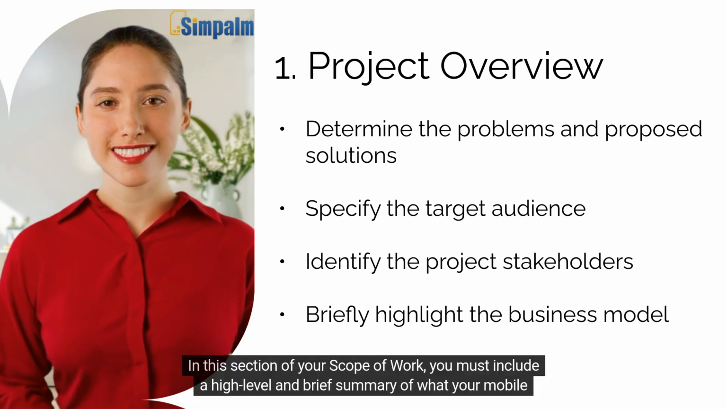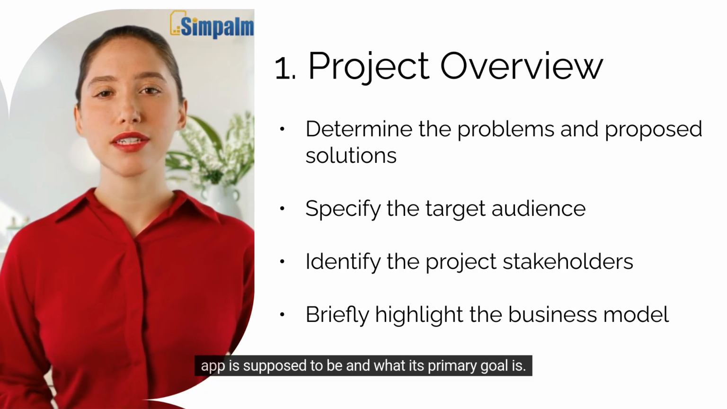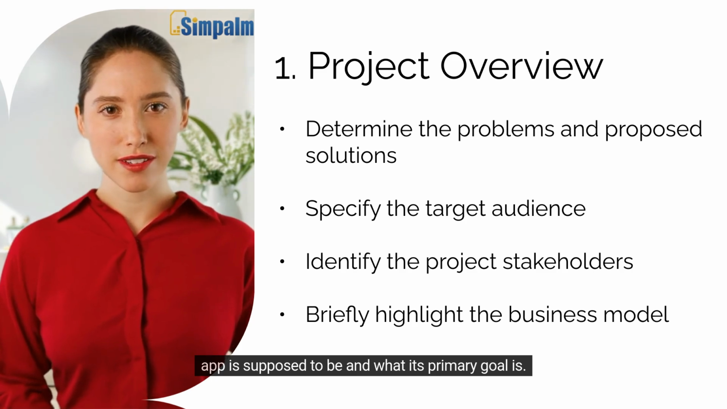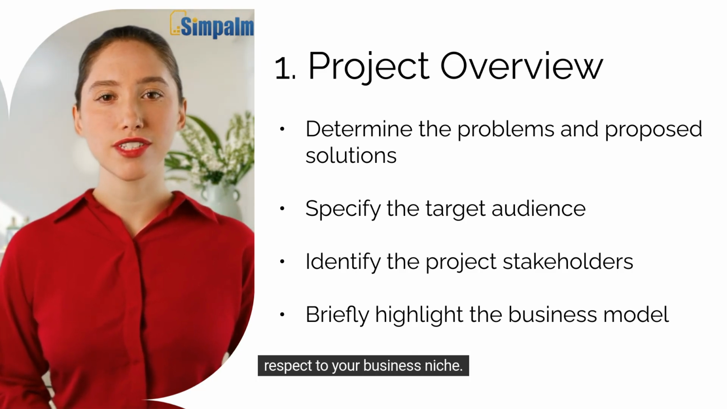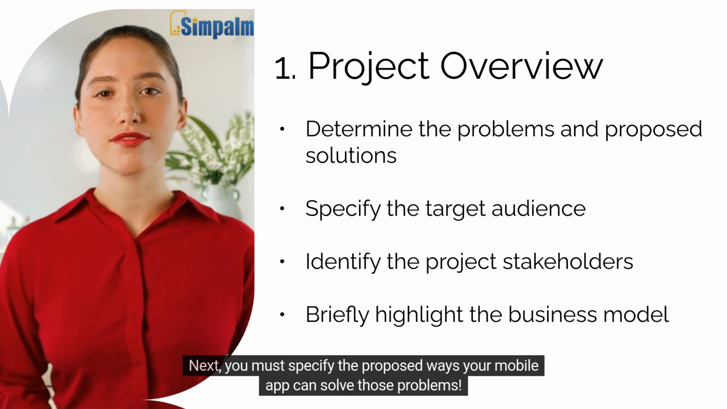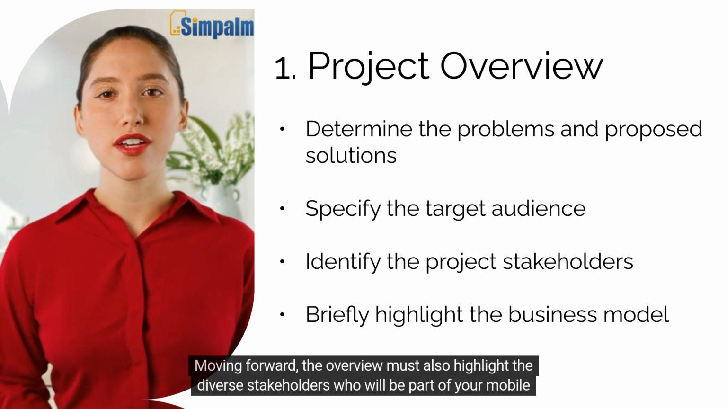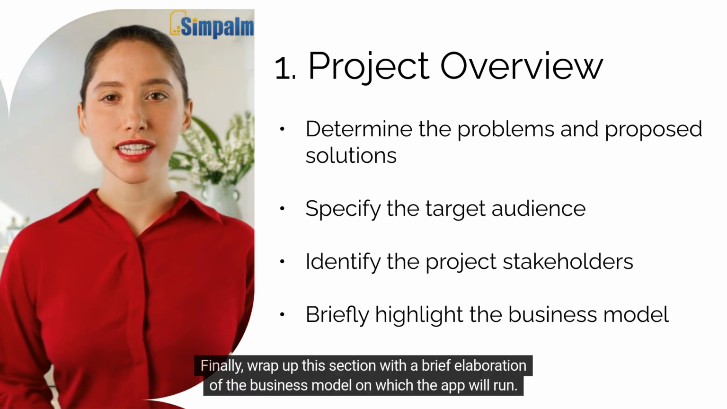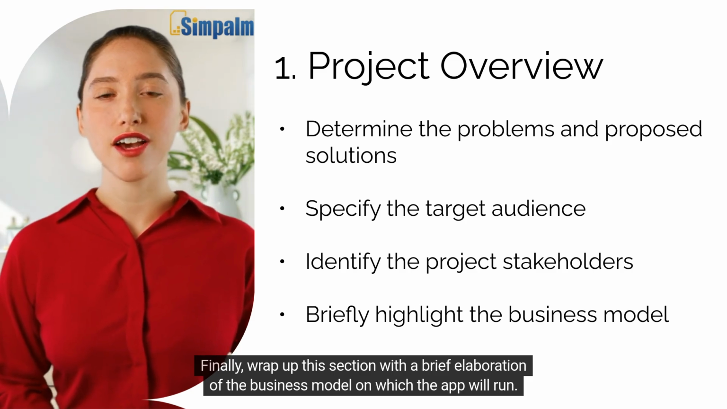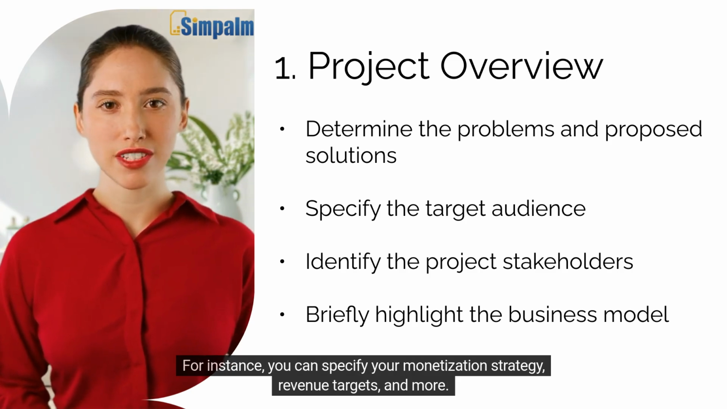Project overview. In this section of your scope of work, you must include a high-level and brief summary of what your mobile app is supposed to be and what its primary goal is. Firstly, you need to identify your target audience and determine the pain points they are facing with respect to your business niche. Next, you must specify the proposed ways your mobile app can solve those problems. Moving forward, the overview must also highlight the diverse stakeholders who will be part of your mobile app project, including product owners, investors, managers, and sponsors. Finally, wrap up this section with a brief elaboration of the business model on which the app will run. For instance, you can specify your monetization strategy, revenue targets, and more.